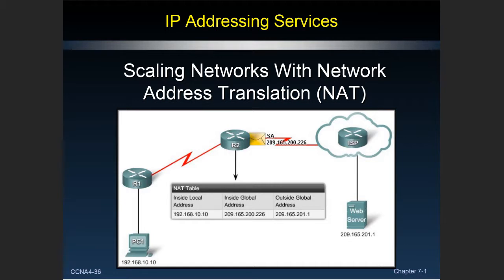Also, the second thing that home routers do is network address translation to the outside world, because you only get one globally unique IP address from the outside world, an address that's routable on the internet.